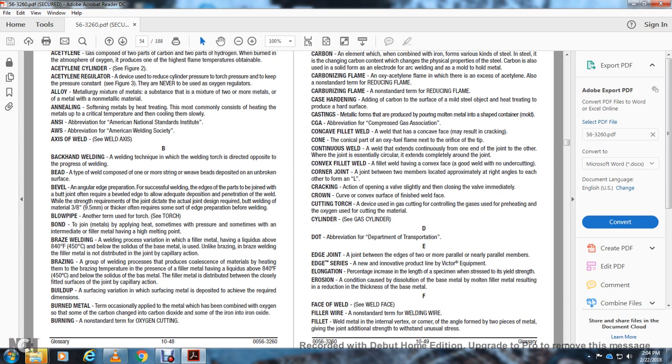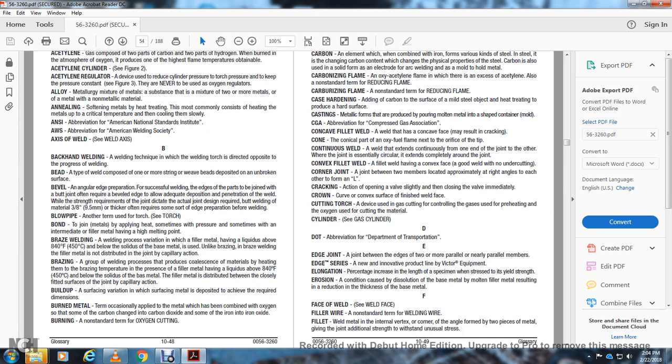Bond, to join by applying heat, sometimes with pressure, sometimes with an intermediate filler metal having a high melting point. Braze welding, a welding process variation in which filler metal having a liquidus above 840 degrees Fahrenheit and below the solidus of the base metal is used. Unlike brazing, in braze welding the filler metal is not distributed into the joint by capillary action. Brazing, a welding process that produces coalescence of metals by heating them to the brazing temperature in the presence of a filler metal having a liquidus above 840 degrees Fahrenheit and below the solidus of the base metal. The filler metal is distributed between the closely fitted surfaces of the joint by capillary action.